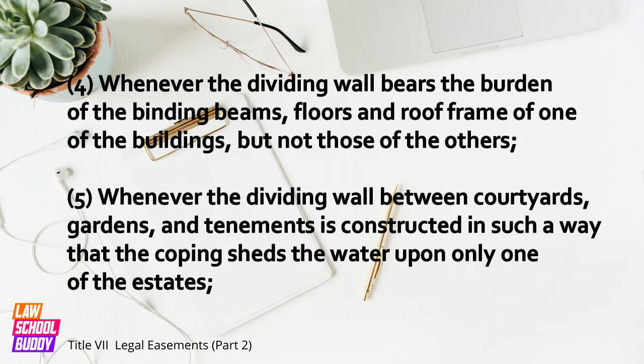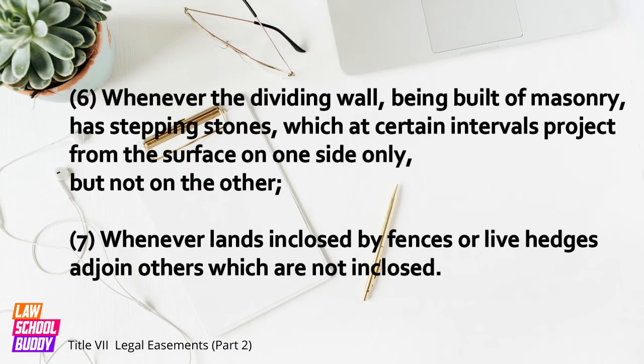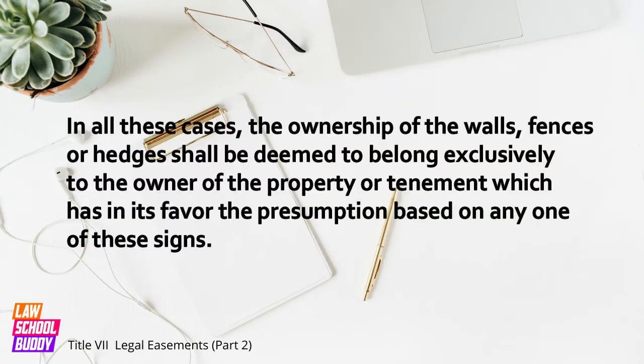5. Whenever the dividing wall between courtyards, gardens, and tenements is constructed in such a way that the coping sheds the water upon only one of the estates. 6. Whenever the dividing wall, being built of masonry, has stepping stones, which at certain intervals project from the surface on one side only, but not on the other. 7. Whenever lands enclosed by fences or live hedges adjoin others which are not enclosed. In all these cases, the ownership of the walls, fences, or hedges shall be deemed to belong exclusively to the owner of the property or tenement, which has in its favor the presumption based on any one of these signs.